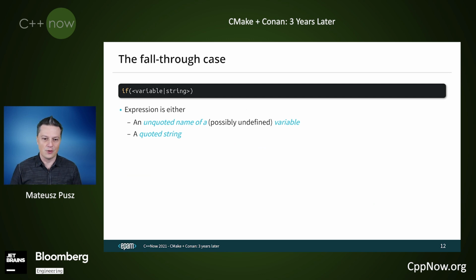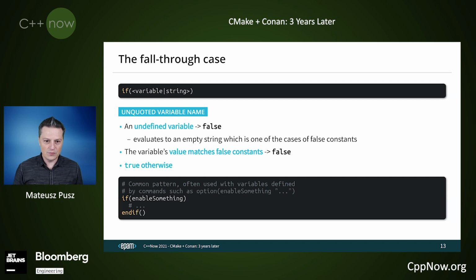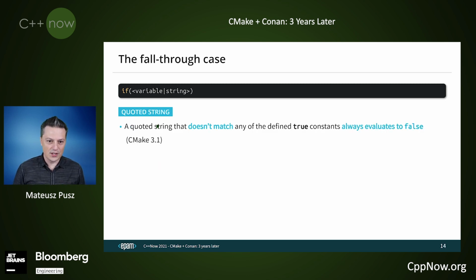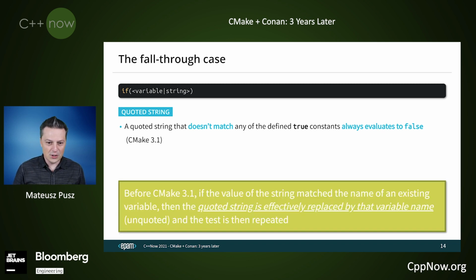And the fall-through case works as follows. The expression is either an unquoted variable name, and if it is an undefined variable, then it's false. If it matches false constants from the previous slides, it's false. Otherwise, it's true, always true. It doesn't have to match true constants. And in case of a quoted string, the quoted string that doesn't match any of the defined true constants always evaluates to false. So the default is different. It was always true in the previous case. This case is always false. And it was even different before CMake 3.1.